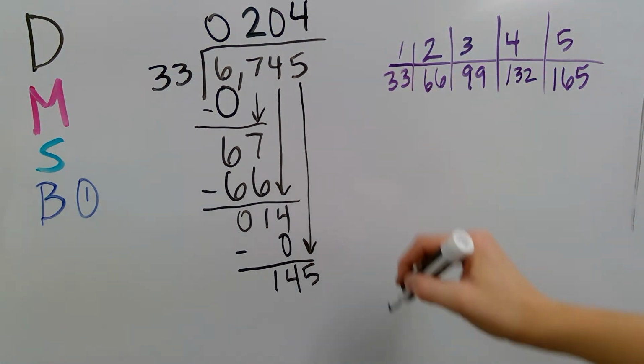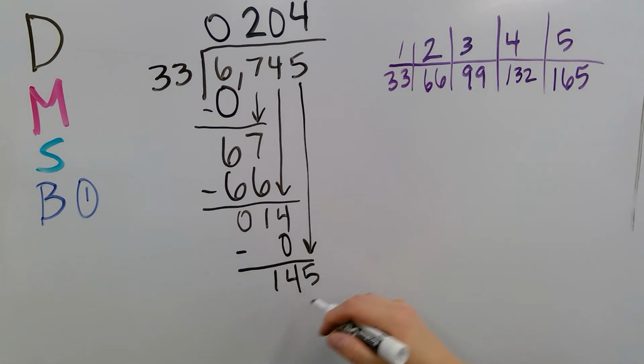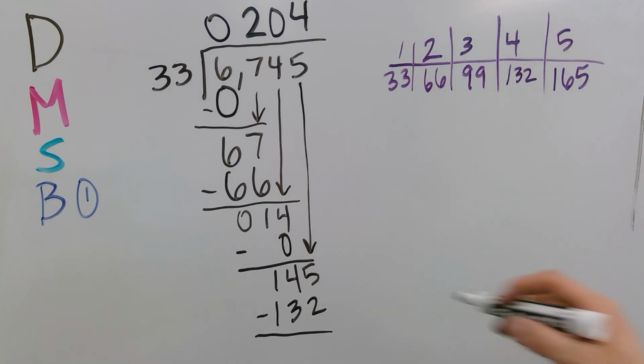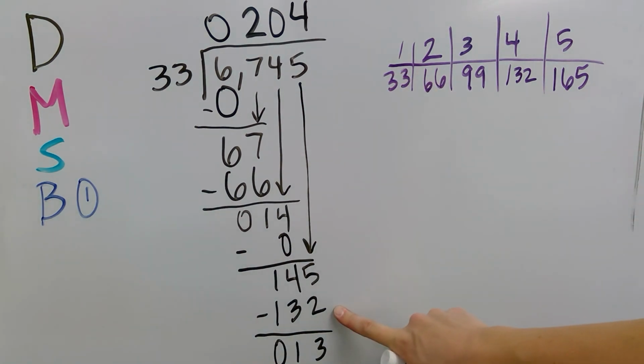So I take my 4. Now I have to multiply the 4 times the divisor of 33. 4 times 33 is 132. And I have to subtract. 5 minus 2 is 3. 4 minus 3 is 1. 1 minus 1 is 0. Now in this problem, there's nothing left for me to bring down, but I do have a remainder of 13.